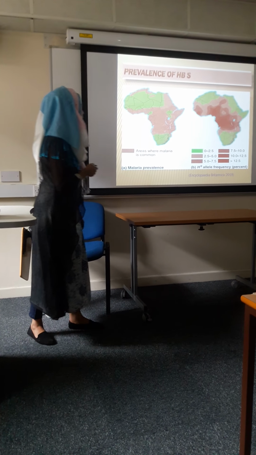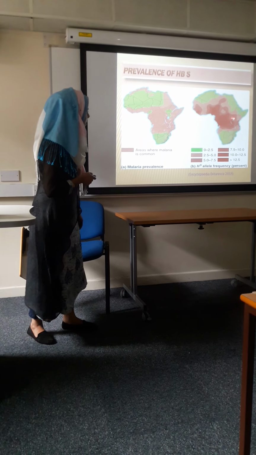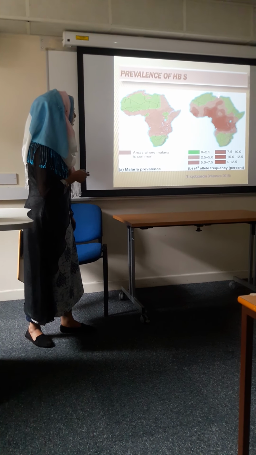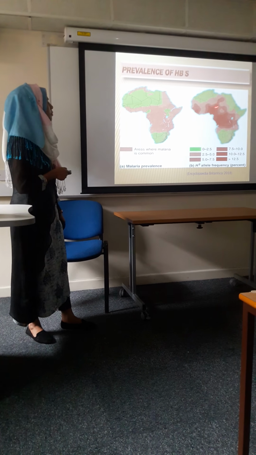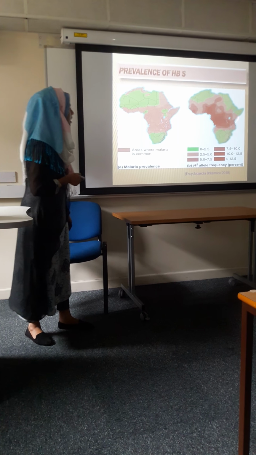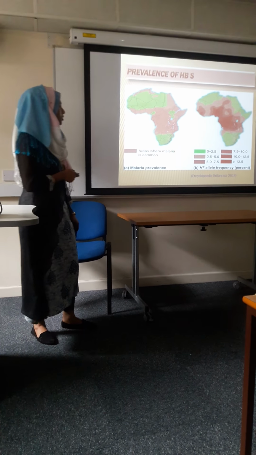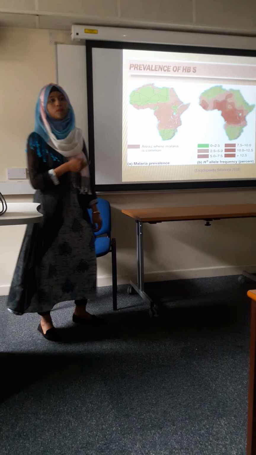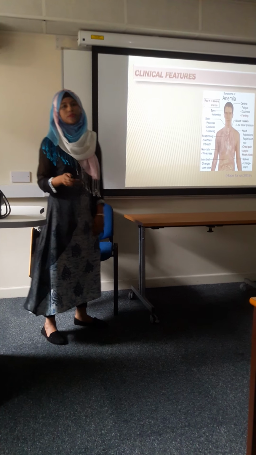Here is a map that shows the areas where malaria is common, and the same map shows the same areas where the hemoglobin S gene frequency is higher. Like this red area shows the highest frequency of the hemoglobin S gene.